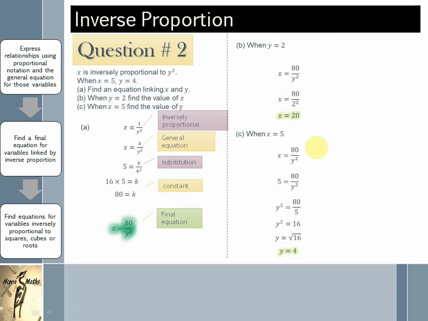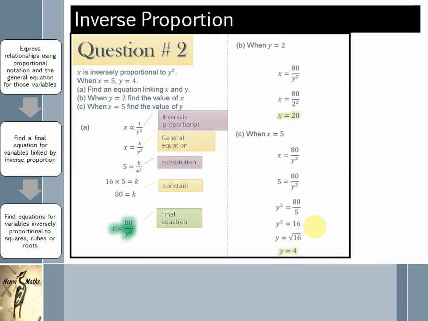Next, find the value of y by using the value of x equals 5. Again, put it in the equation: x equals 5, 80 over y square. 80 divided by 5 becomes 16. 16 equals y square. So we need simple y, so taking the square root, we got y equals 4. So these two questions are basically the complete questions of the inversely proportional type.